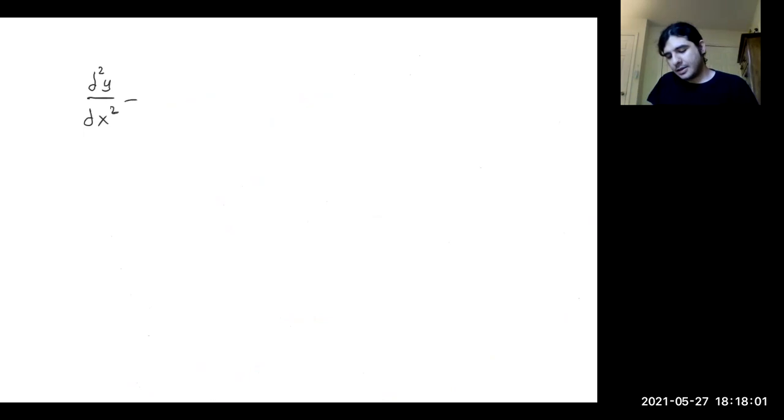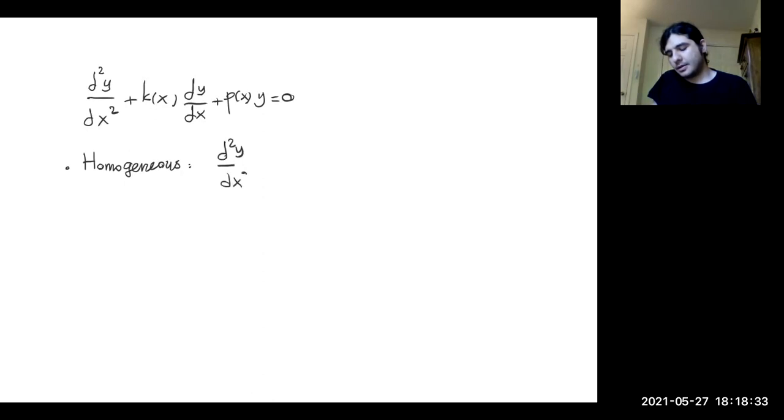It would be a function here times du dx plus another function times y equals 0. So the idea is, suppose we have looked at the... so what was the first step? The first step was to look at the homogeneous part of the equation, which in the general case would be this thing.